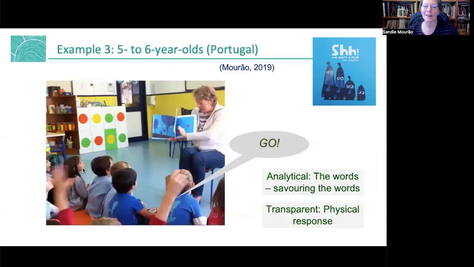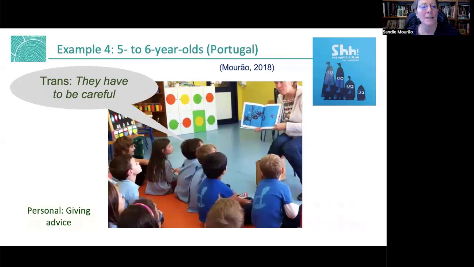And then this is another example. The repetitive "1, 2, 3, go" becomes very much part of the visual verbal narrative. And so the children will all say "go" together, which is part of the analytical response where they're savoring the words. And then as you can see, these two hands coming up here. And this boy, when we say "go," he actually goes "go," and he's taking himself into the narrative here. And this is what would be considered the transparent response, and it's a physical one where he's interacting there with the characters.